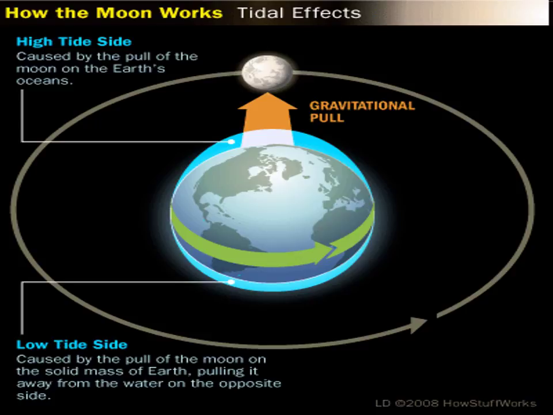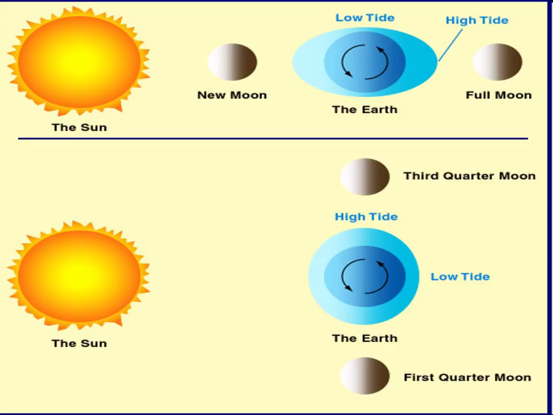So here's another diagram. The high tide side is caused by the pull of the moon on the Earth's oceans. The low tide side is caused by the pull of the moon on the mass of the Earth, pulling it away from the water on the opposite side.